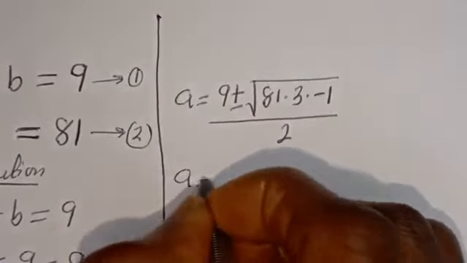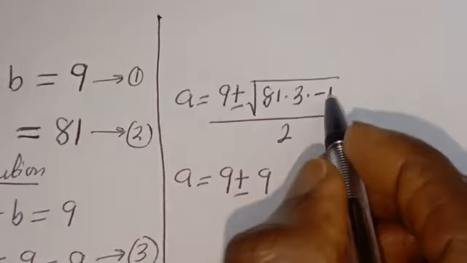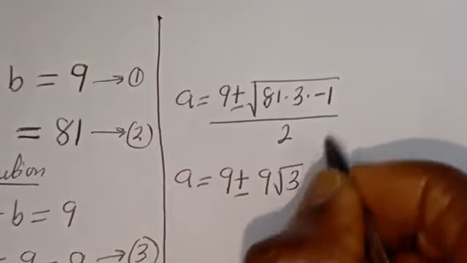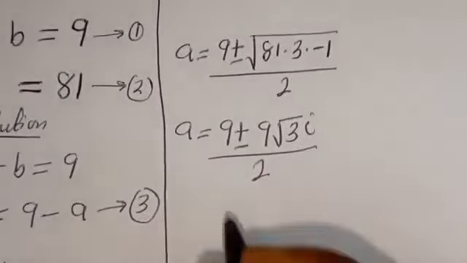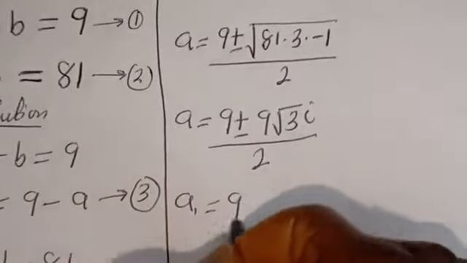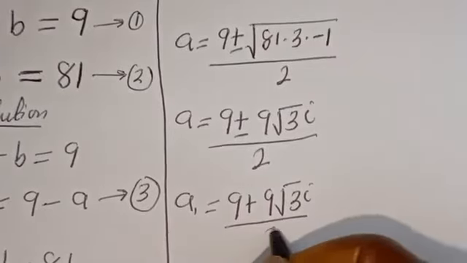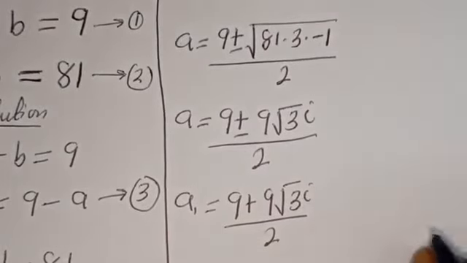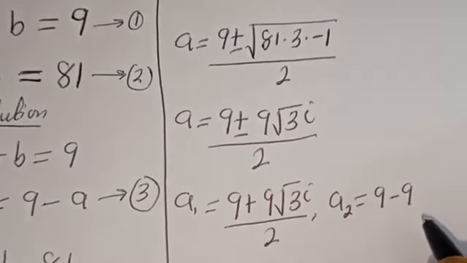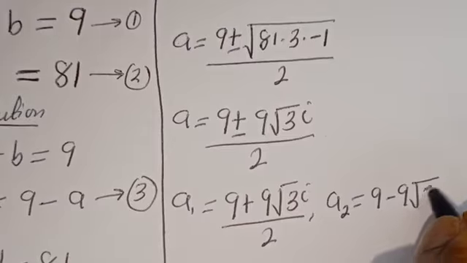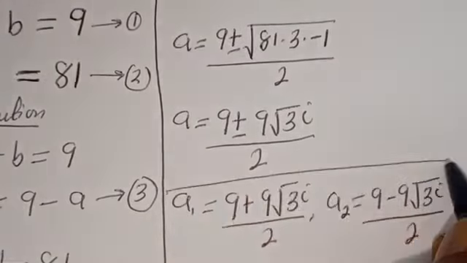Then a is equal to 9 plus or minus square root of 81, that is 9, then root 3, square root of minus 1, i, divided by 2. Now, a1 is equal to 9 plus 9 root 3i divided by 2, and a2 is equal to 9 minus 9 root 3i divided by 2. These are the values of a.